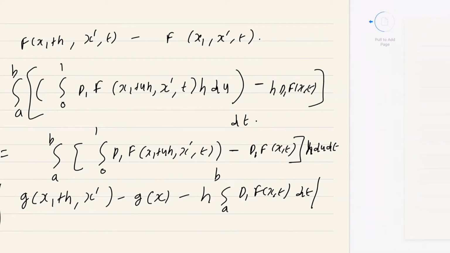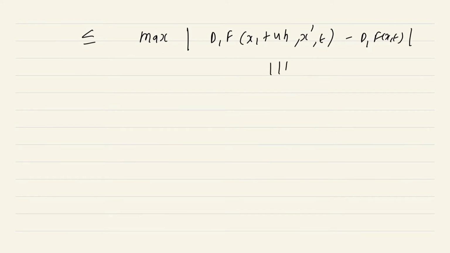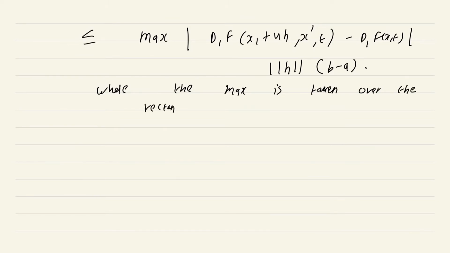Okay, this is certainly going to be less than or equal to the maximum value of the modulus of d1 of f of (x1 plus u, x prime, t) minus d1 of f of (x, t), times the norm of h times (b minus a). Okay, where the maximum is taken over the rectangle a less than or equal to t less than or equal to b, and 0 less than or equal to u less than or equal to 1.